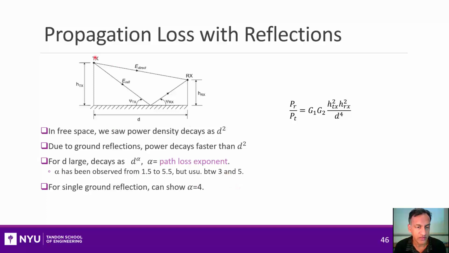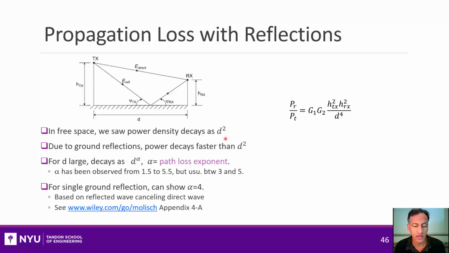It can also be shown that in this very simple case, where there's a single ground bounce off an infinite ground plane, as you get far away, alpha turns out to be exactly equal to 4. I'm not going to derive it in this class, but there are several references you can look up, and you'll see it here.